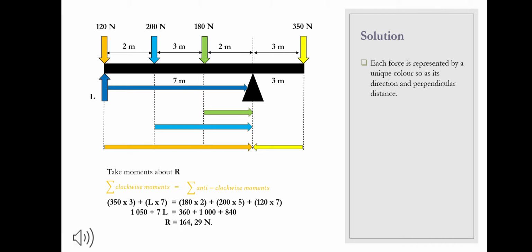200 newtons force perpendicular distance is 5 meters to the fulcrum, and if this force is pushed downwards, the beam will rotate in an anti-clockwise direction. 120 newtons force perpendicular distance is now 7 meters to the fulcrum, and if this force is pushed downwards, the beam will rotate in an anti-clockwise direction. The left-hand side reaction's perpendicular distance is 7 meters to the fulcrum, and if this force is pushed upwards, the beam will rotate in a clockwise direction. You are doing well so far if you manage to understand this example.